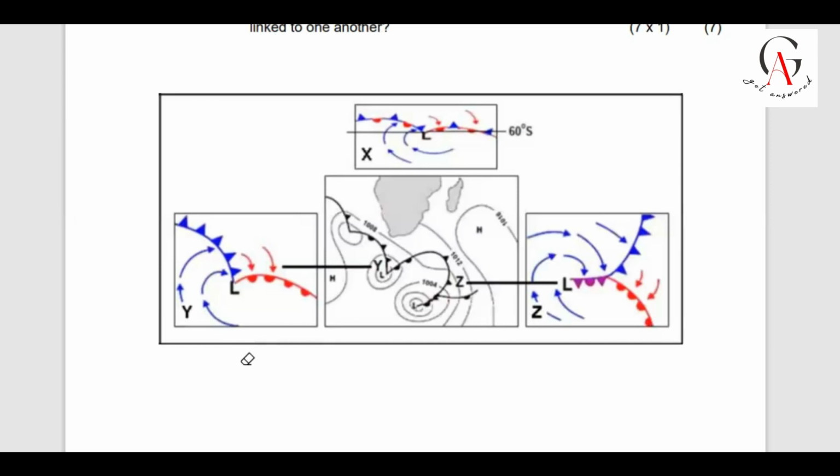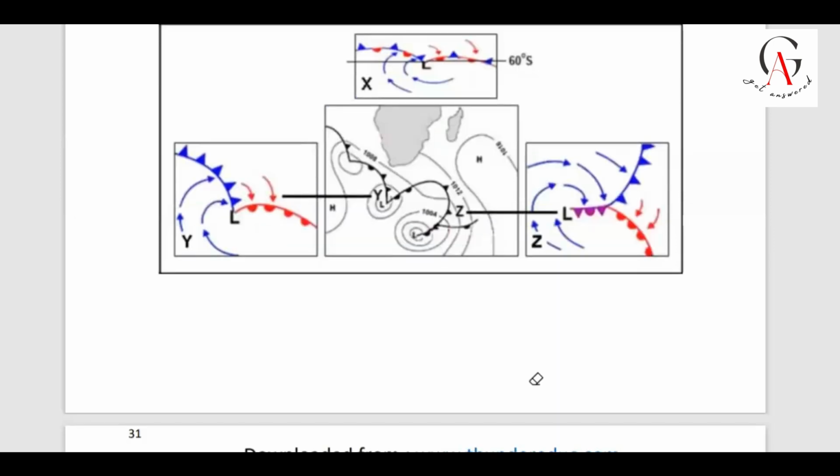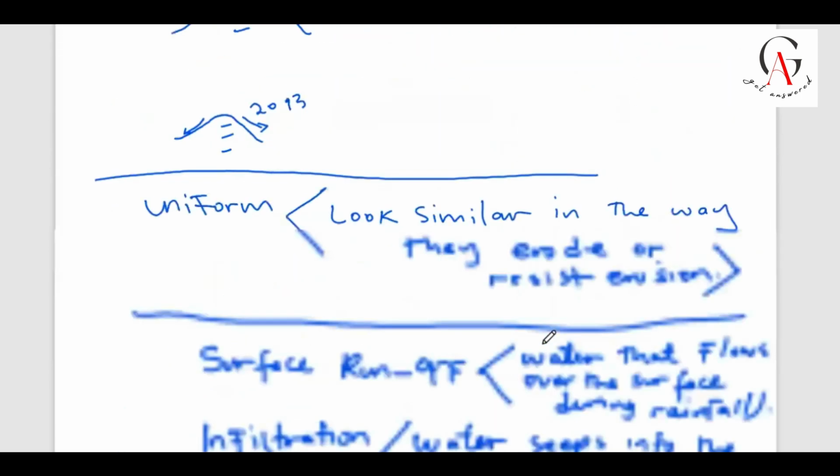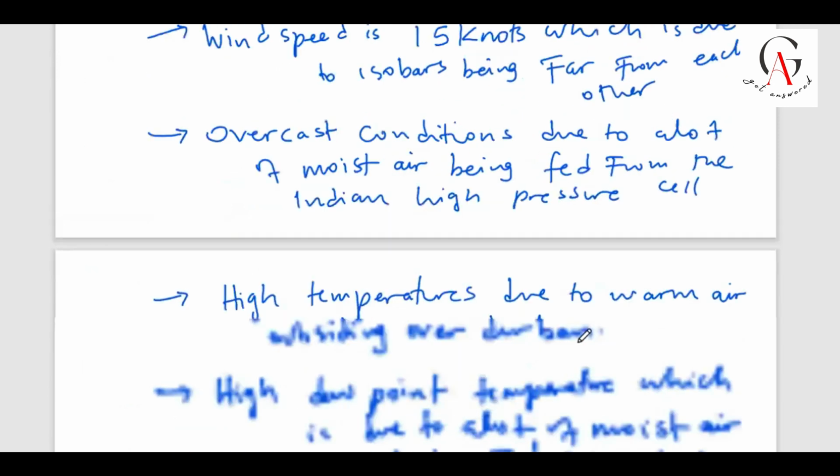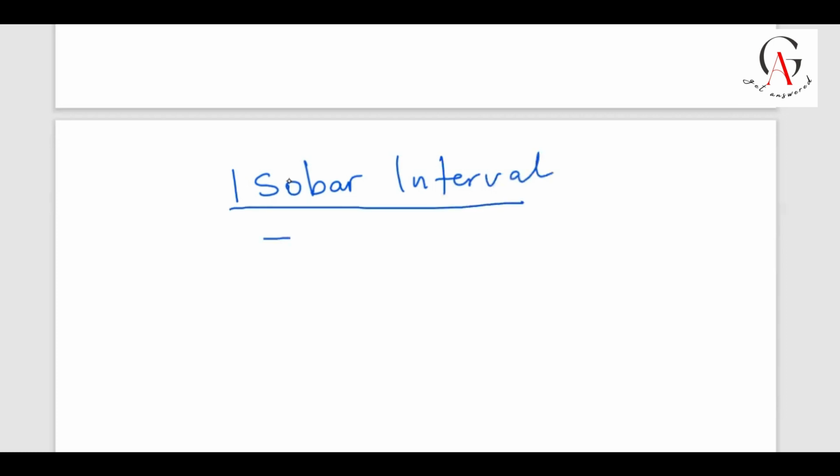Now, this is going to take us to the isobar interval or pressure interval. What do I mean when I say pressure interval? Let me check again here. I just need a blank page to look at the isobar interval. This refers to the difference between two isobars.